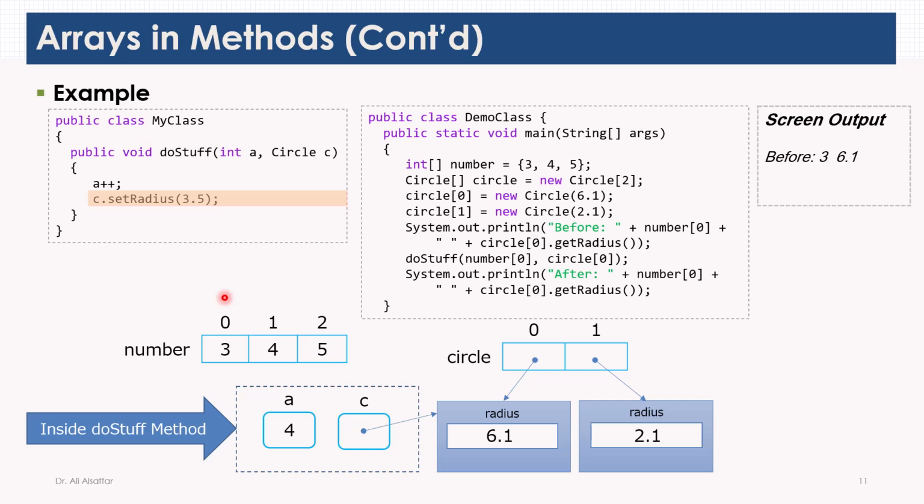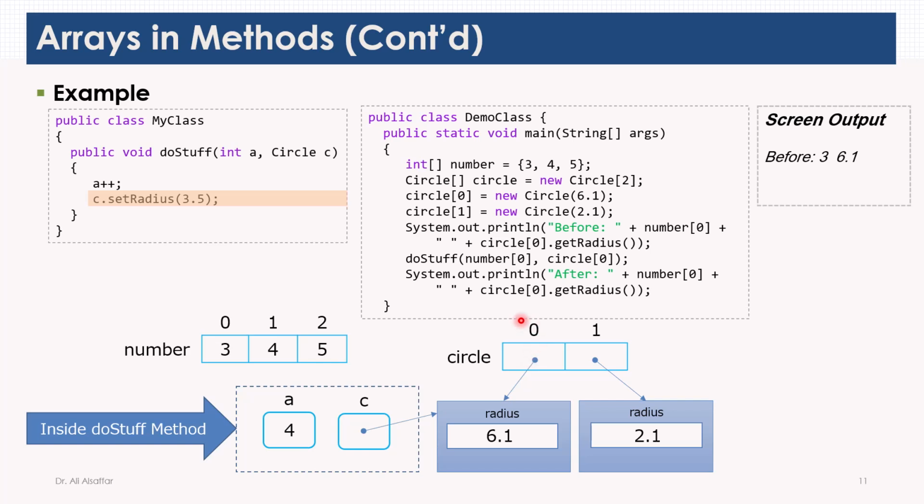Let us see the situation when we pass a reference as an input parameter. Now C is a reference, and C is pointing to an object that is pointed by the same index variable circle 0. Now inside this method, the method can change the state of the object that C is pointing to, but it cannot change the value of the circle 0 address.